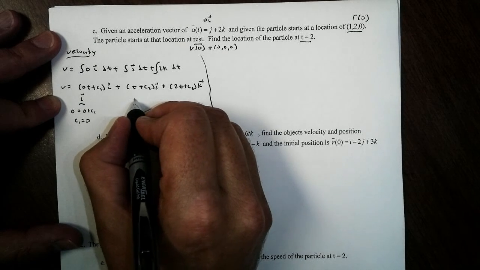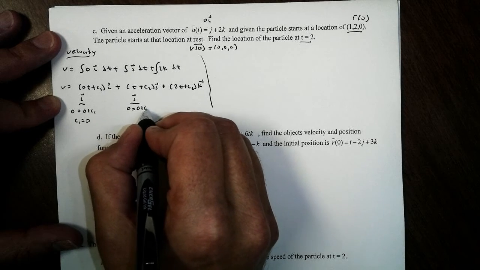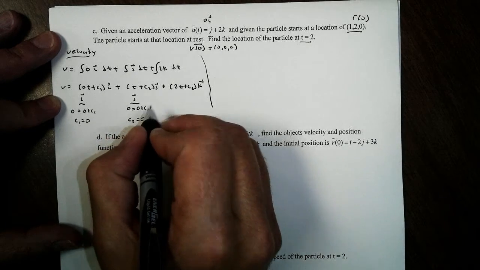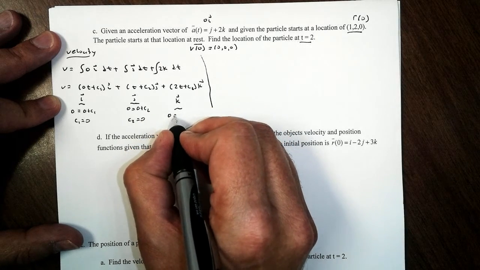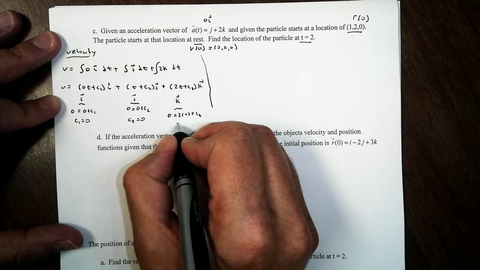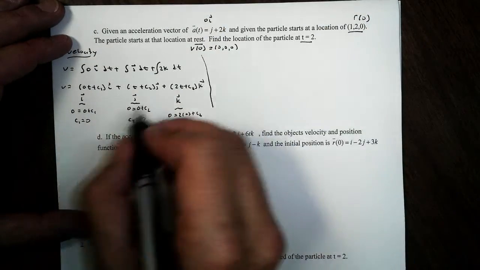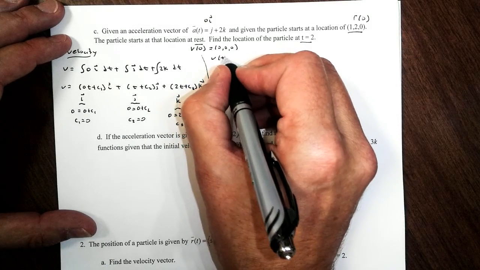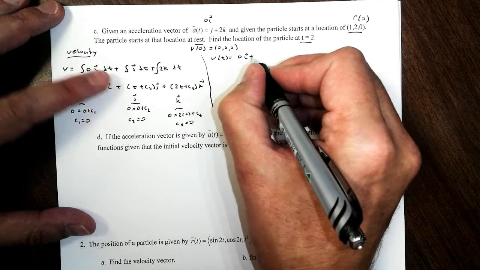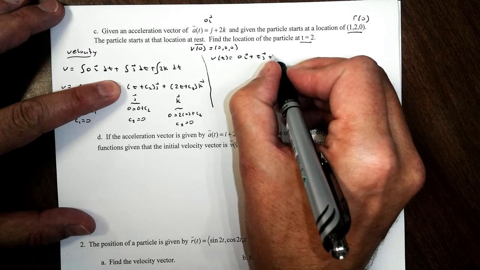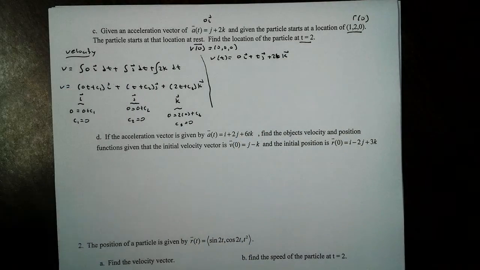Go for the j's, we would get 0 equals, that just becomes 0 plus c2, so c2 is 0. Here we get 0 equals 2 times 0 plus c3, c3 is 0. And that gives us our velocity function, which will become 0i plus tj plus 2t k. And there is our velocity function.